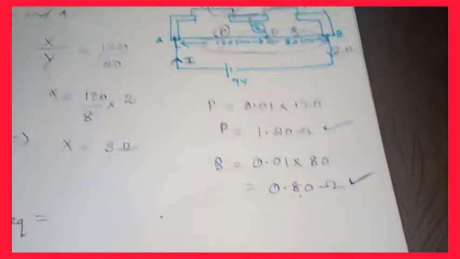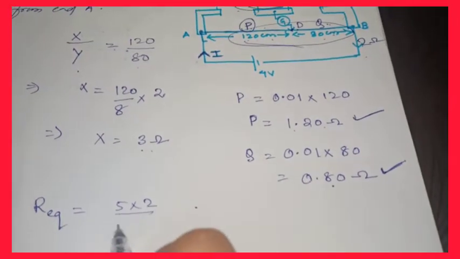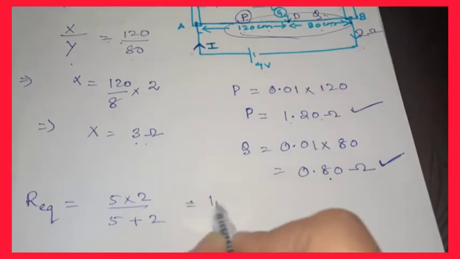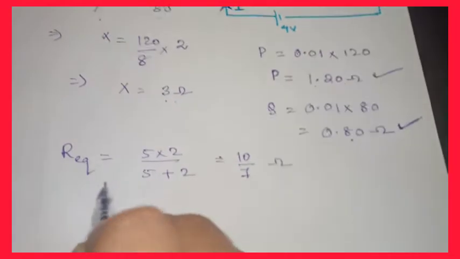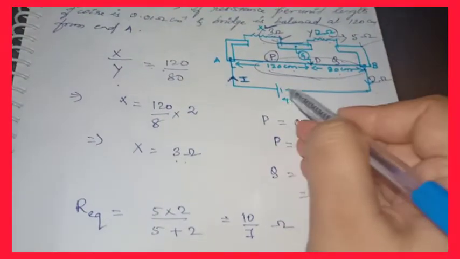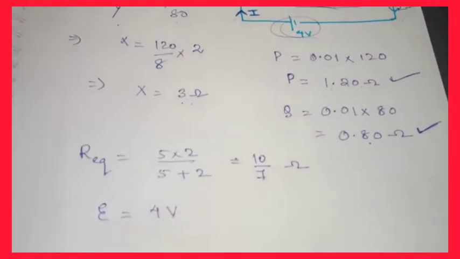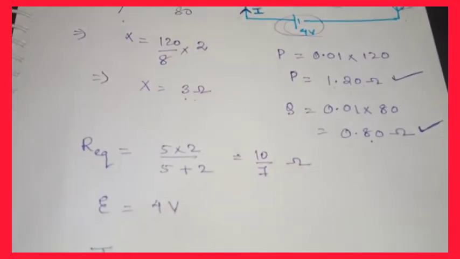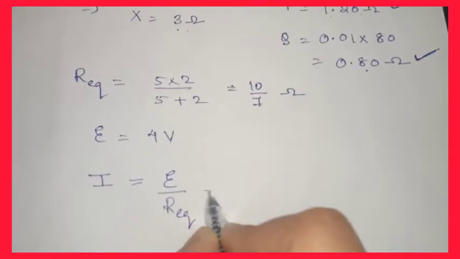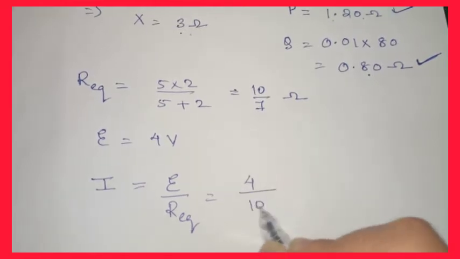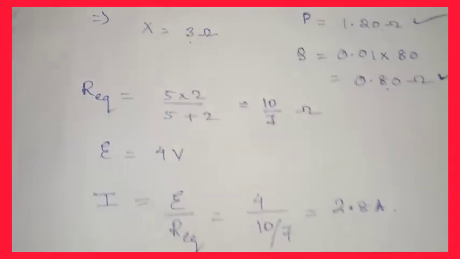They are in parallel. So R equivalent will be 5 into 2 by 5 plus 2, that is 10 by 7 ohm. So we know the R equivalent value. We also know the EMF of the cell, that is 4 volts. So the current flowing will be EMF divided by R equivalent, which is equal to 4 divided by 10 by 7, which is equal to 2.8 ampere.